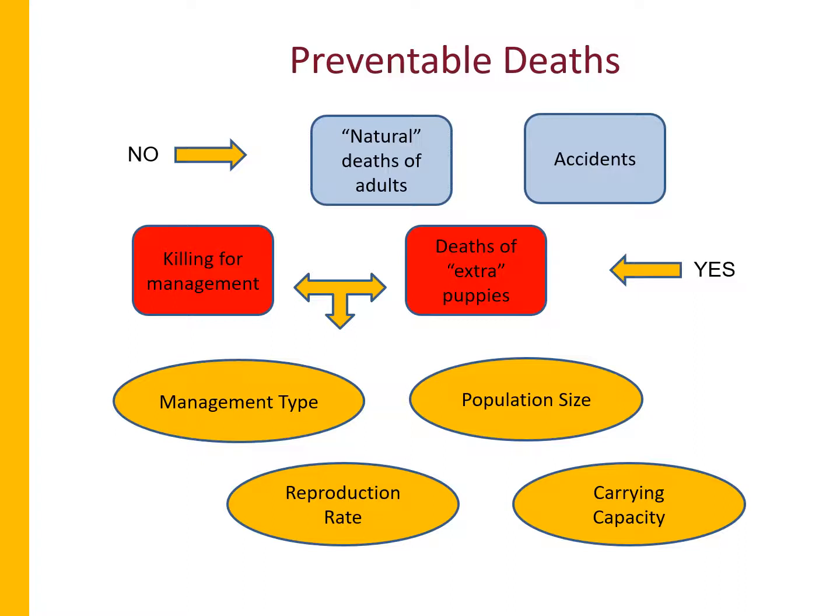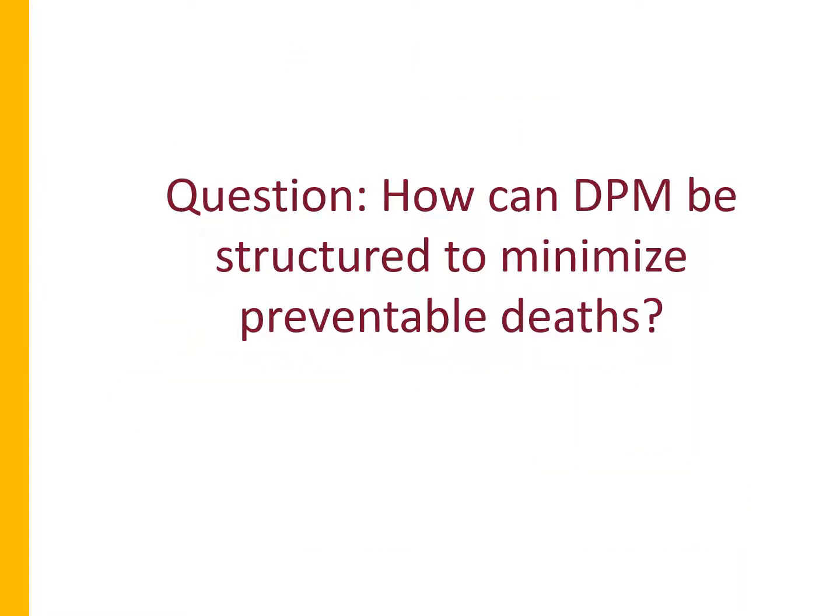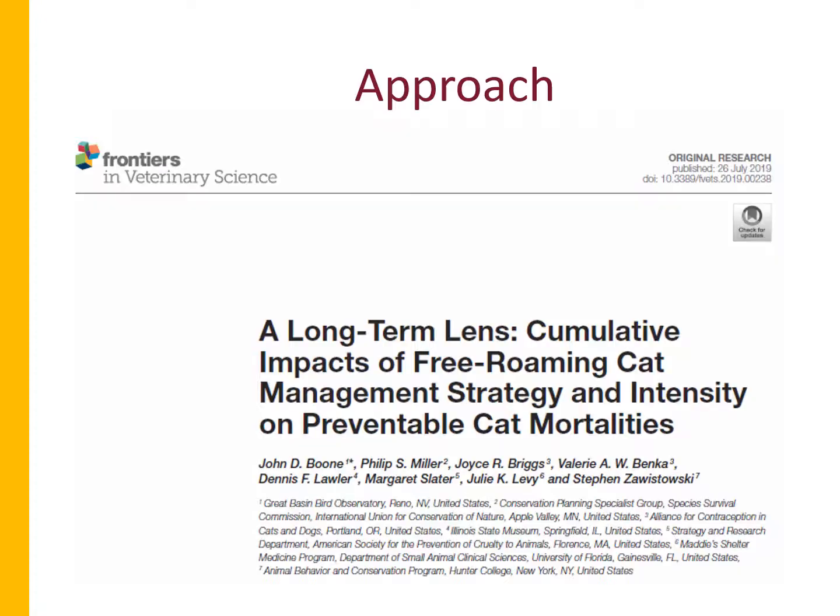And of course, as I mentioned for a moment, changing carrying capacity could change those things too, but we don't necessarily have the capacity to alter that. So with all of that background, the question then becomes, how can dog population management be structured to minimize preventable deaths? I can only touch on this in a short talk, but here we go.